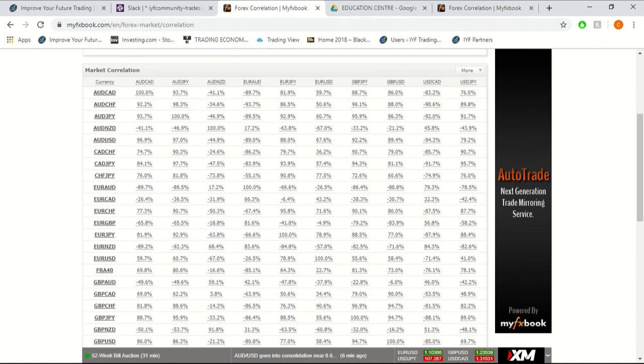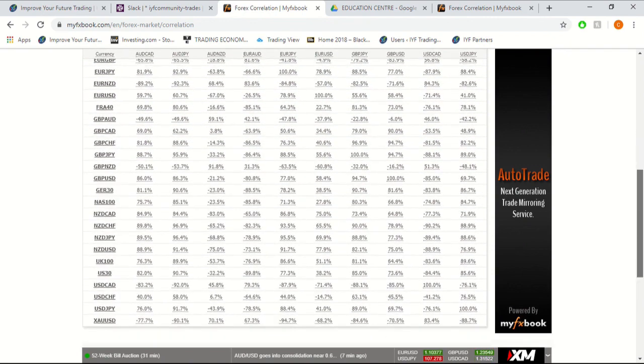So for example, if we start off with the Australian dollar CAD, obviously the Australian dollar is the base currency here, so if we look at another pair with the base dollar of the Australian dollar, we have a 93.7% correlation between the Australian dollar CAD and the Australian dollar yen. We'd expect this as the Australian dollar is the base currency here, and therefore we see a very strong positive correlation. However, what happens if we look at a USD based pairing such as USD CAD?